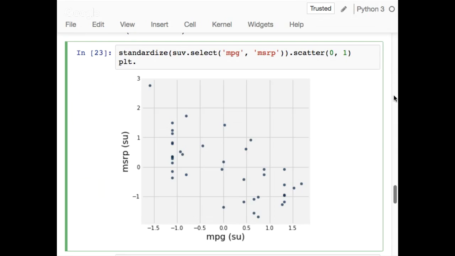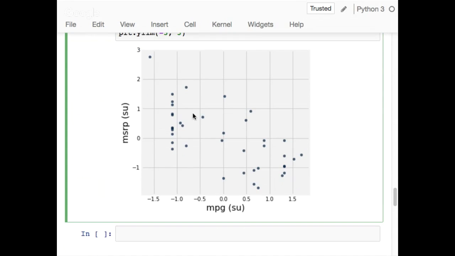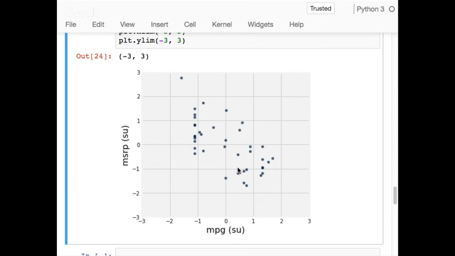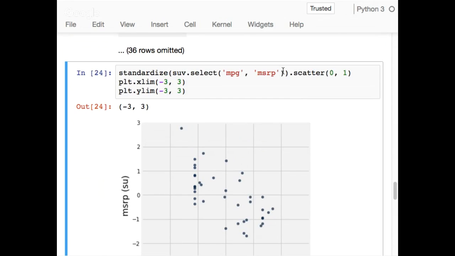So plt.xlim, -3 and 3. Same with the y-axis. What I'm doing is making the 0, 0 in the middle of my scatter plot here. So run that. So here is 0, 0. Here are all my points. We see this. Let's compare it to what we had before.